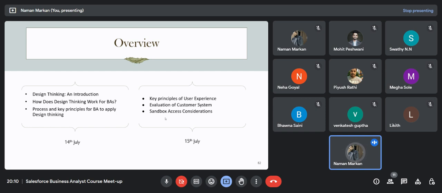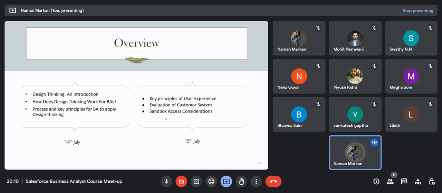We will look into design thinking today, and then we will look at users, or user experience: what the key principles involved in UX are, and how we can ensure that the customer system is accurate enough to build a particular process. What are the evaluation metrics? Then we will look at sandbox access considerations in tomorrow's session.